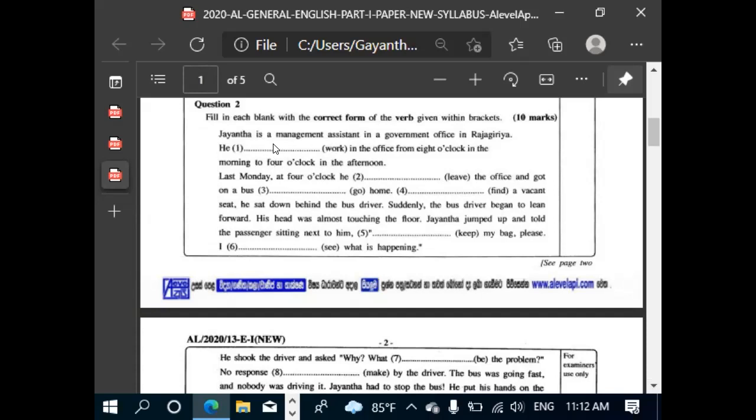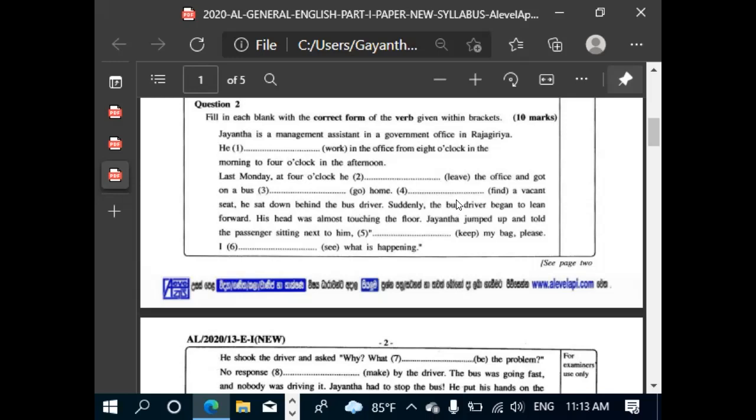Works. Why do we take works as the answer? He is a singular noun. Therefore, the verb work should be singular. Therefore, we use works.